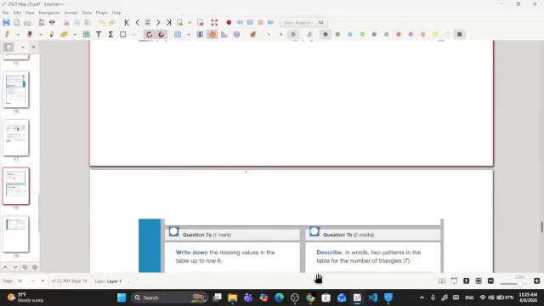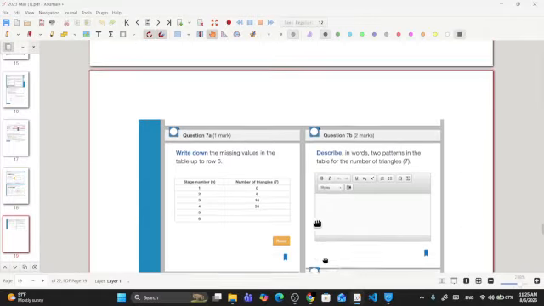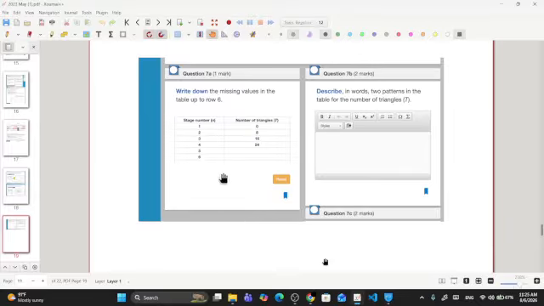So question number 7, part A asks us, write down the missing values in the table up to row 6. So we had 0 to 8 and 8 to 16 and 16 to 24. So the next values are definitely going to be 32 and 40. Reason being is that there is an increase in 8 values in each case. Hence, that's why we get this answer.